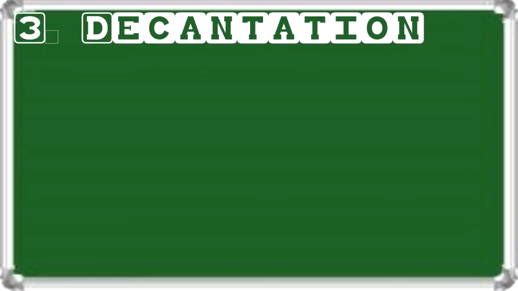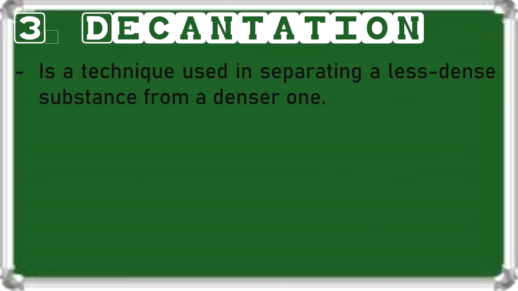Next is decantation. So what is decantation? So decantation is a technique used in separating a less dense substance from a denser one. So ito naman yung technique, method, or way ng pagse-separate ng mixture sa paghihiwalay ng mas magaan kaysa sa mabigat na components ng mixture.